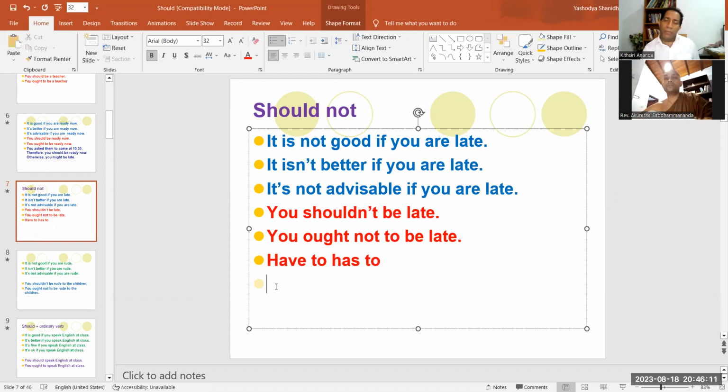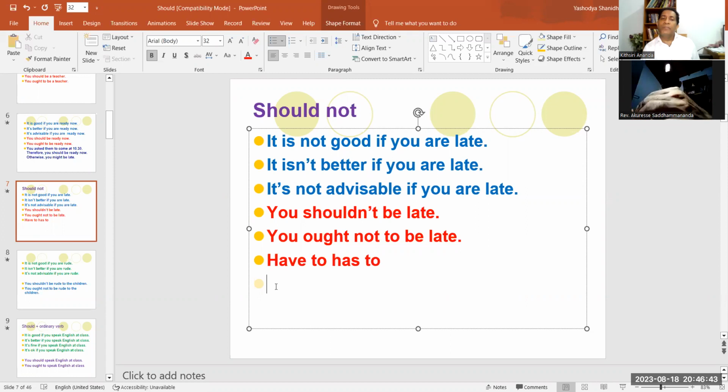So when I express a sort of order by somebody else or a rule by somebody else, I can use either has to or have to. Or you can use has to, have to whenever you want to say that there is a necessity for you to attend to a particular thing. Those are the two places where we generally tend to use either has to or have to.